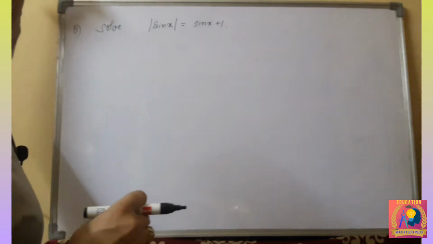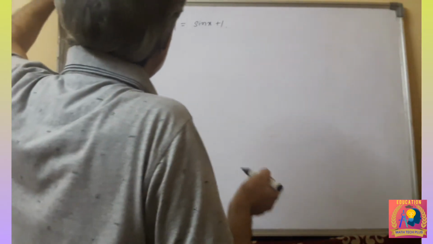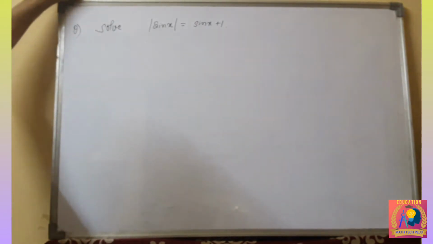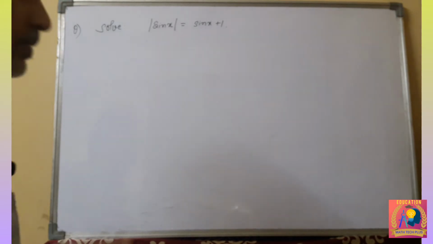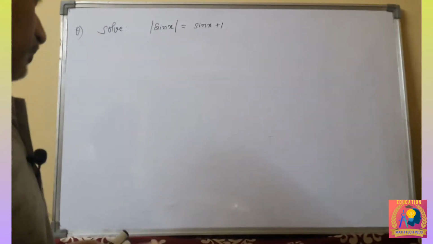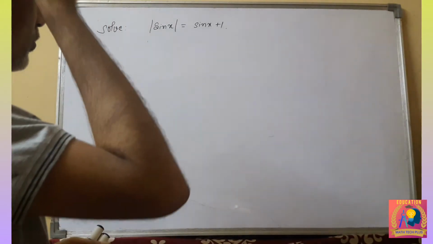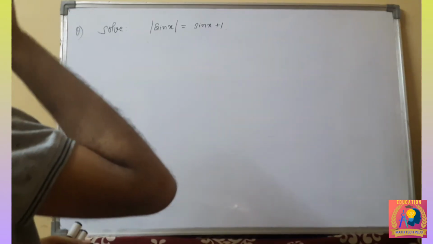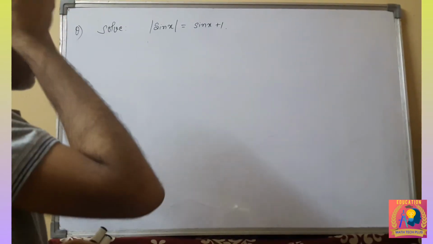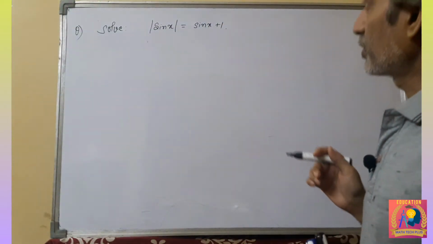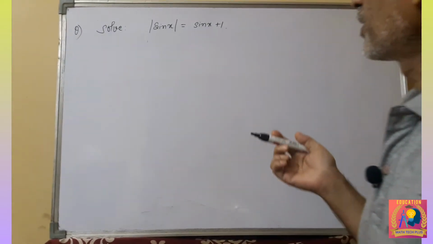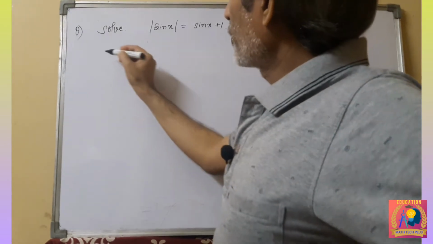So today we are going to solve this equation: mod of sin x equals sin x plus 1. So we are going to look for the solutions. Does it exist or not? If solutions exist, then how many? So how to proceed?